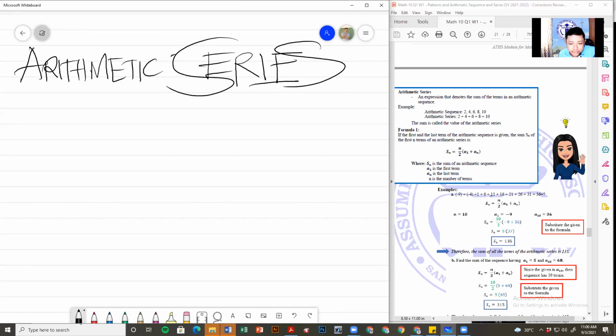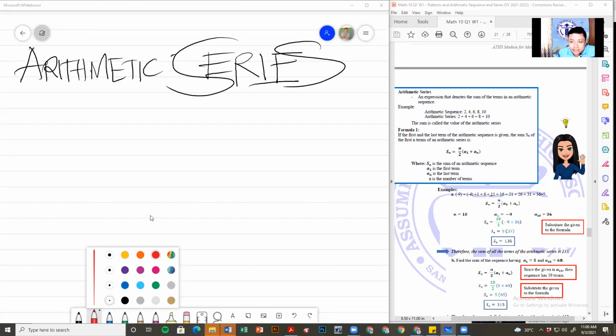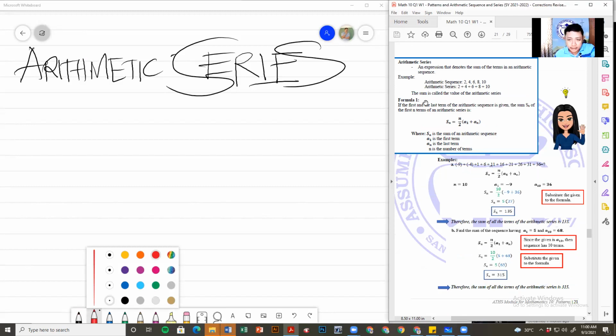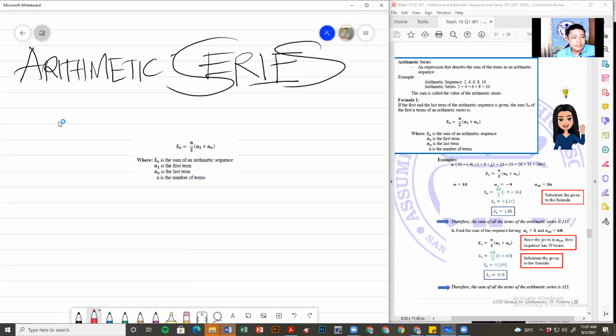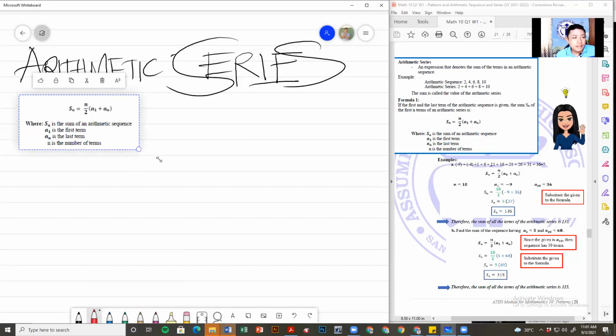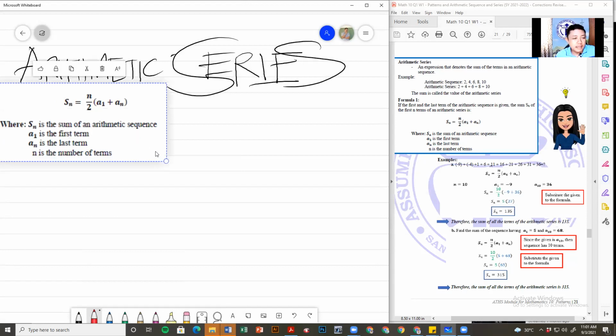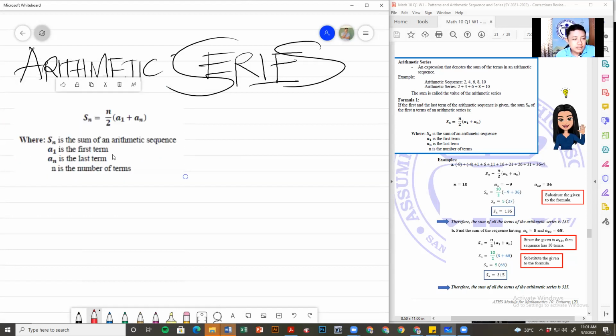Arithmetic series. Very good. The sum of all the terms, sum of all the given terms. Perfect. So we are now down to our arithmetic series. And this is just very simple, just how simple the other examples or other topics were. Okay, we have the formula that we need to take in our arithmetic series. And this is it. This is the one and only formula for arithmetic series. So you have to take note of this.